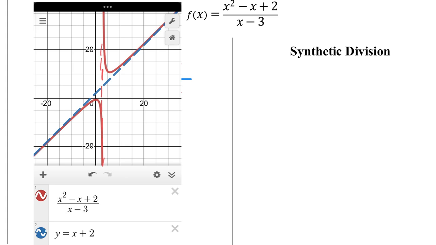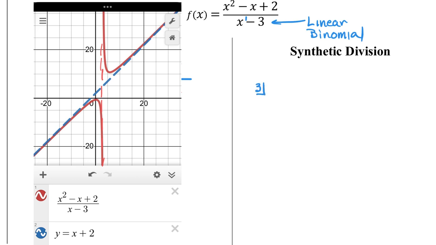Okay. Let's do this now with synthetic. Now with synthetic, one of the key things is this guy down here has to be a linear, so it's got to be x to the first. Has to be a binomial, so two terms. Okay, and that's what this is, binomial, and it's a first power. Okay, and so we can set it up with synthetic.